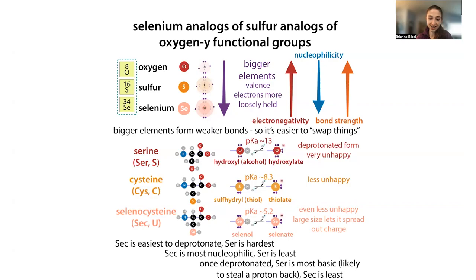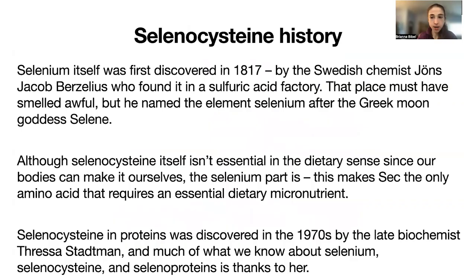A final note just about some of the history. Selenium itself was discovered in 1817 by the Swedish chemist Jacob Berzelius. He found it in a sulfuric acid factory. So that must have smelled really awful, but he named it selenium after the Greek moon goddess Selene. Although selenocysteine isn't essential in the dietary sense because our bodies can make it ourselves, the selenium actually is. So we need the selenium from our diet. So it's the only amino acid that requires an essential dietary micronutrient.